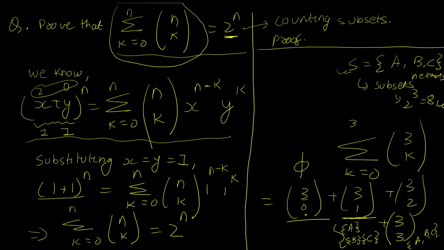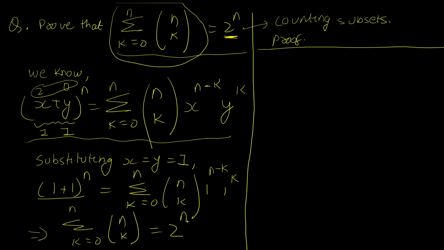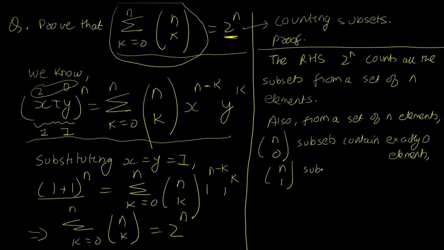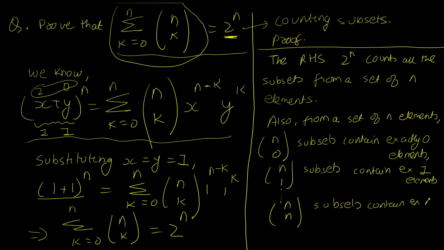So it turns out that by starting at the first term and ending on the last one, I can account for each of the subsets counted by 2 power n. Because all of the possible subsets are exactly counted by this expression. And so that is another way to prove that this expression is equal to 2 raised to the power n. So let's formalize this a little bit. So we can start by saying the right hand side 2 power n counts all the subsets from a set of n elements. Also from a set of n elements, n choose 0 subsets contain exactly 0 elements, n choose 1 contains exactly 1 element, and if we continue on this thought, for the final term n choose n, these many subsets contain exactly n elements.